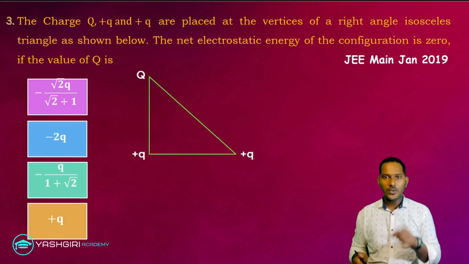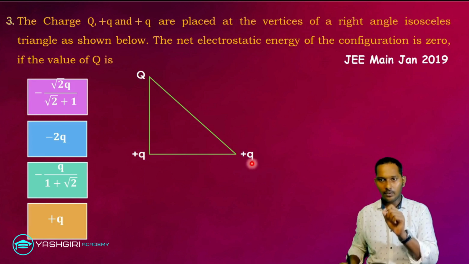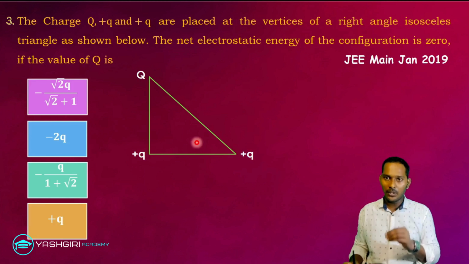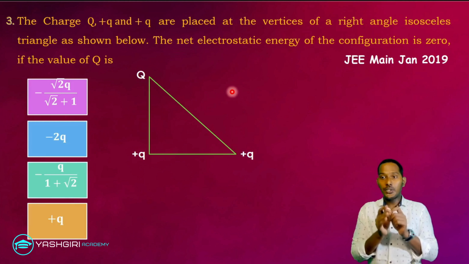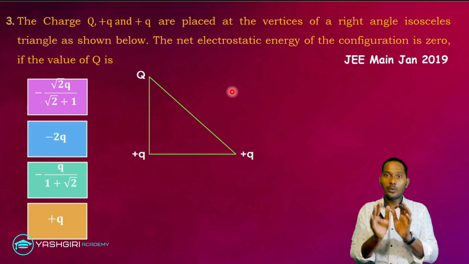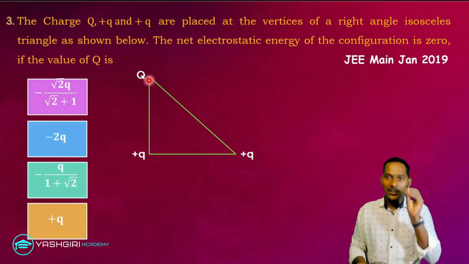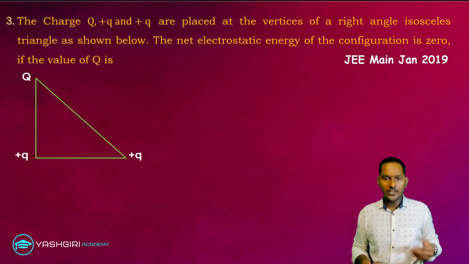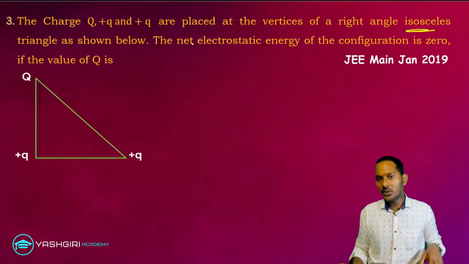Now for this question, students, the charge capital Q, the small charge plus q and another plus q here are placed at the vertices of a right angle isosceles triangle as shown below. The net electrostatic energy of the configuration is 0 if the value of Q is dash. So you have to find out the value of capital Q such that the electrostatic energy is 0. Well, now students, for this question here, it has been told that we are having an isosceles triangle, right?